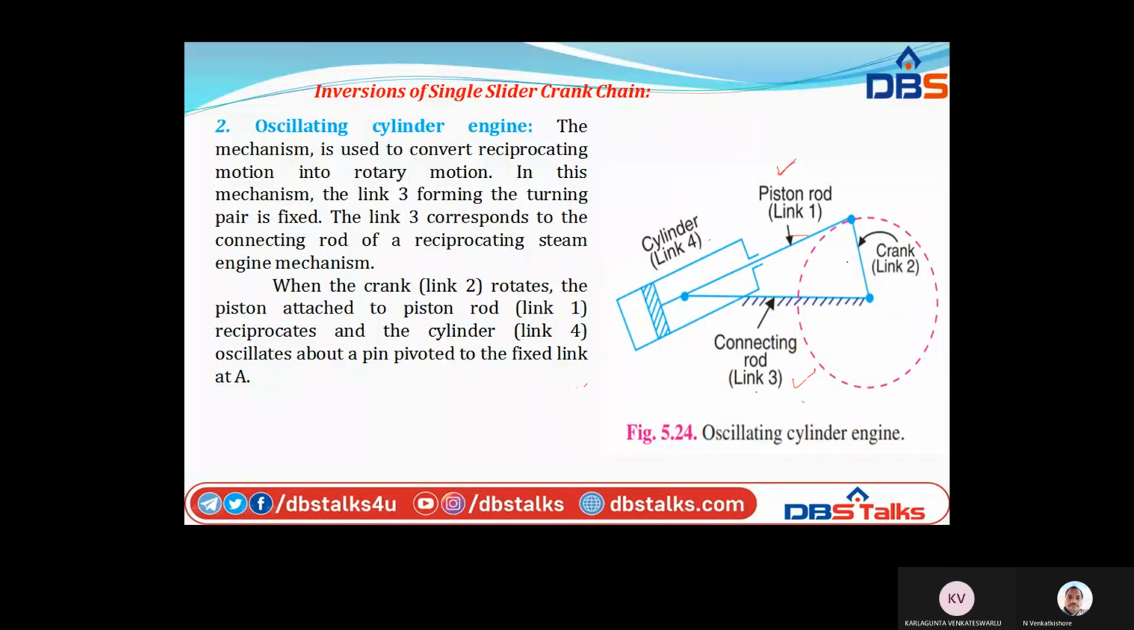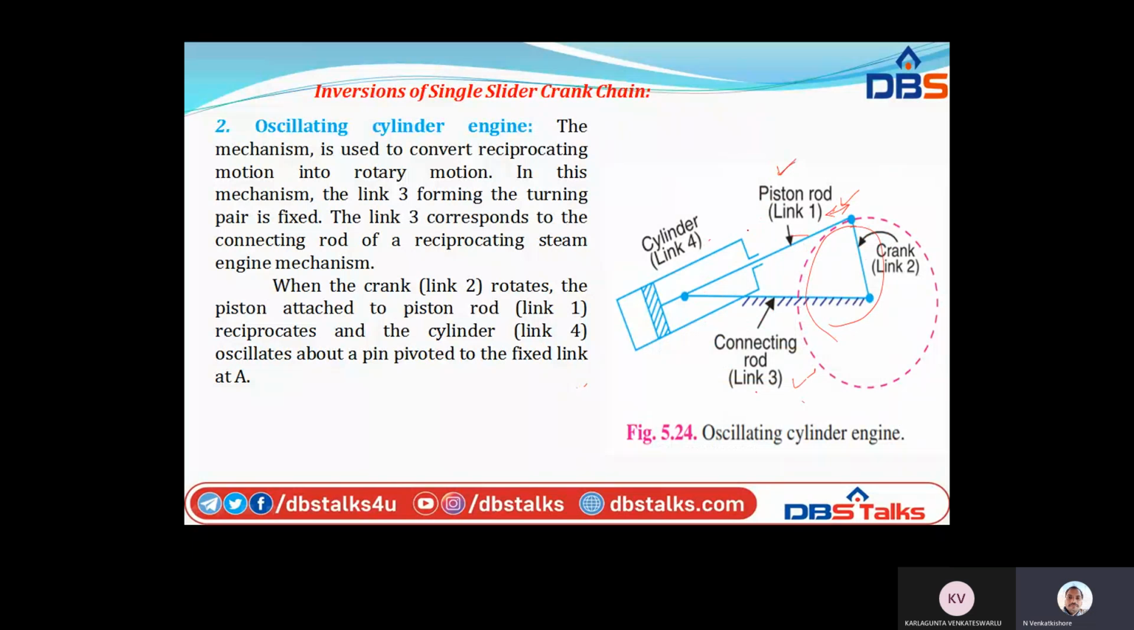So whenever the crank is rotating, the piston rod is connected to the crank. In the previous cases, the crank was connected to the connecting rod, but here we are fixing it, so there is no movement in the connecting rod. What other elements are to be moved? The piston rod is to be moved. So by the rotation of the crank through 360 degrees, the piston will move in this direction.